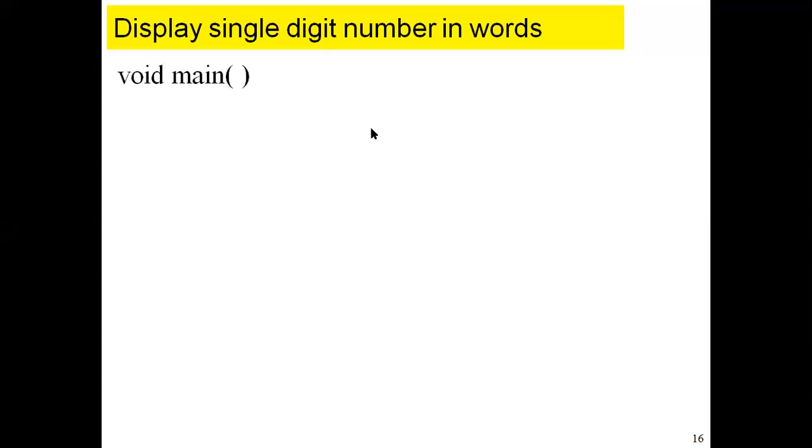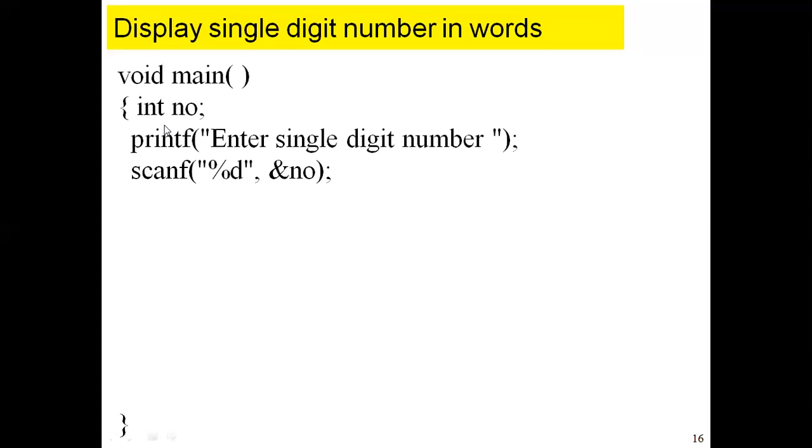So you will have to write a function because you want to write a C program. So you write the main function because you have to accept a single number from the user. You take that no, which is an integer. To accept a single digit number, say printf enter single digit number, scanf %d and no. You know how to accept a number from the user.